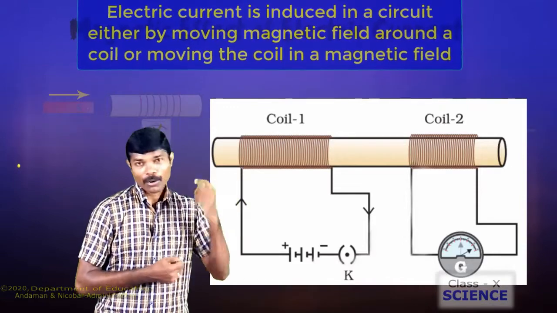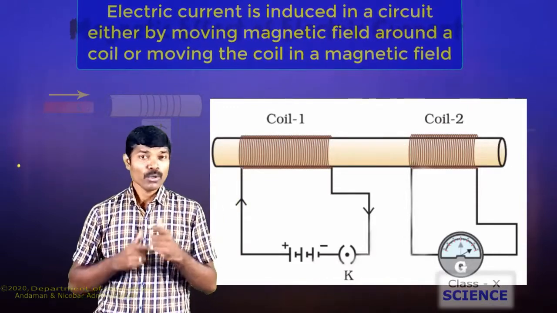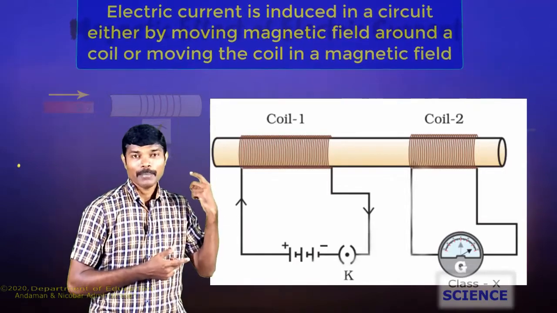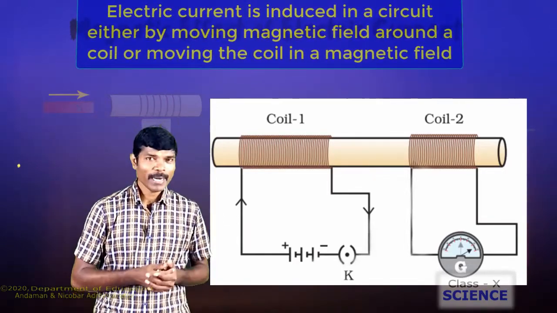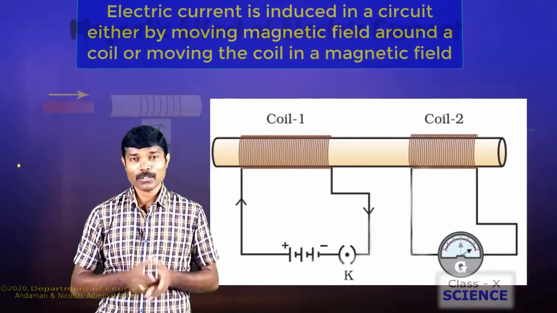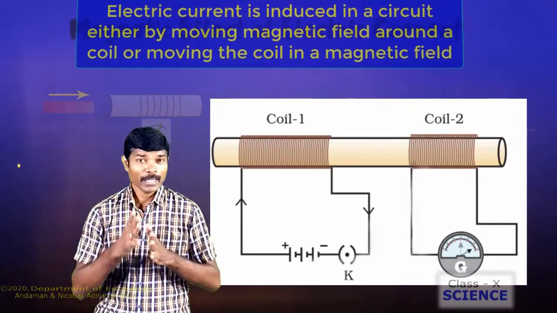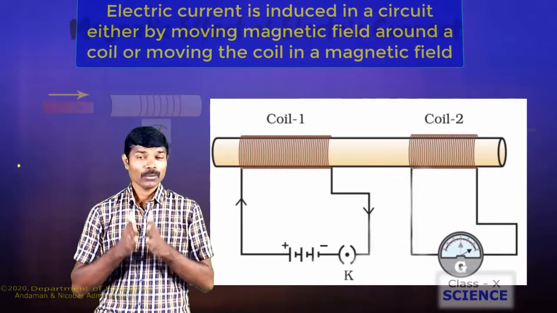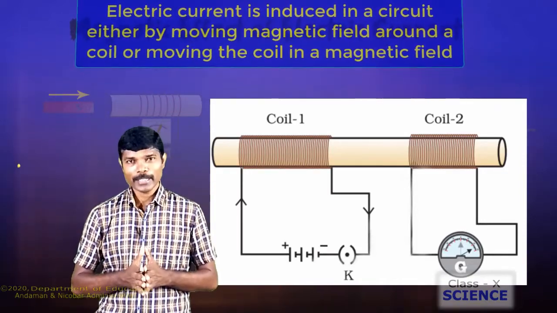So in one coil we have used a galvanometer to know the presence of current. In another circuit it is connected to a battery. On applying potential difference, the coil becomes a magnet. We call it an electromagnet, right? So about solenoid we have already discussed.